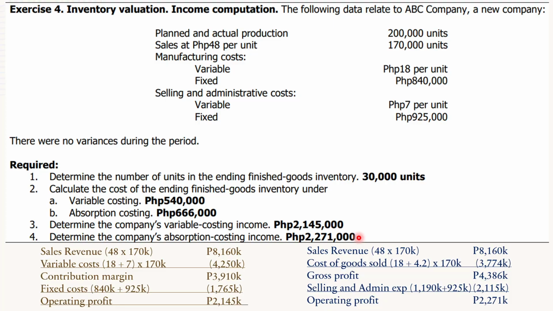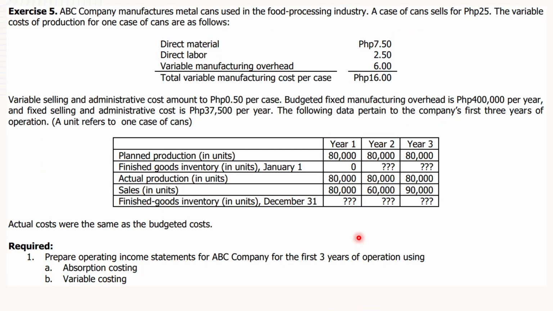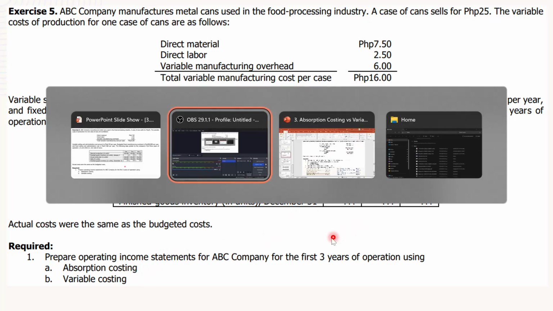Before we go to the last problem of the handout, I would like you to answer this one. Additional problem: you are to prepare absorption costing income statements for years 1, 2, and 3, to be followed by variable costing years 1, 2, and 3. So absorption costing first, I will give you a total of 5 minutes to prepare the absorption costing income statement for years 1, 2, and 3. Go.